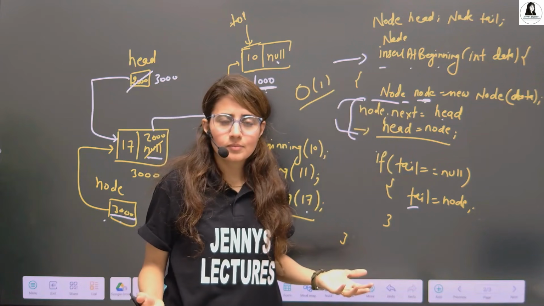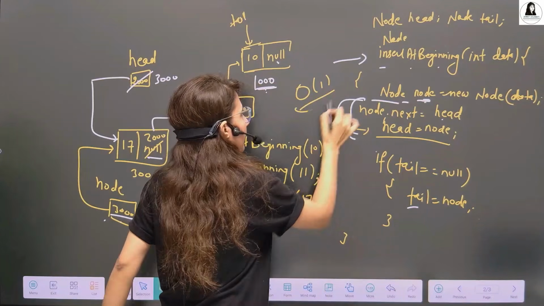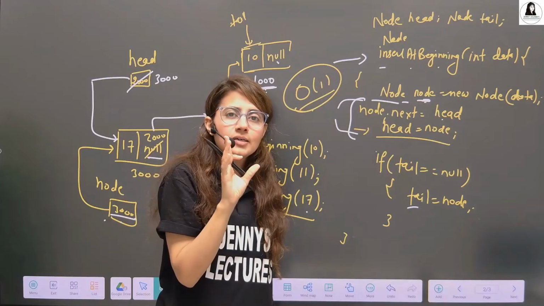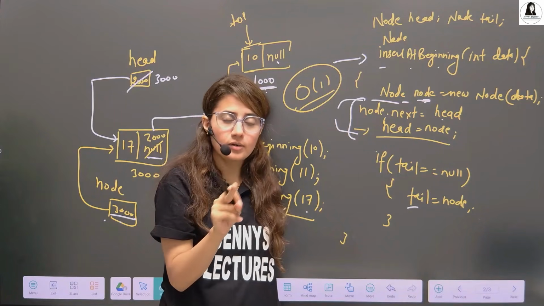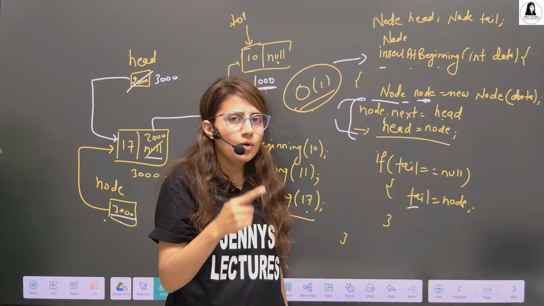Constant time. So we can simply write here the time complexity is order of 1 to insert at beginning, not order of n. Insert at beginning. Right? Now, let me show you.